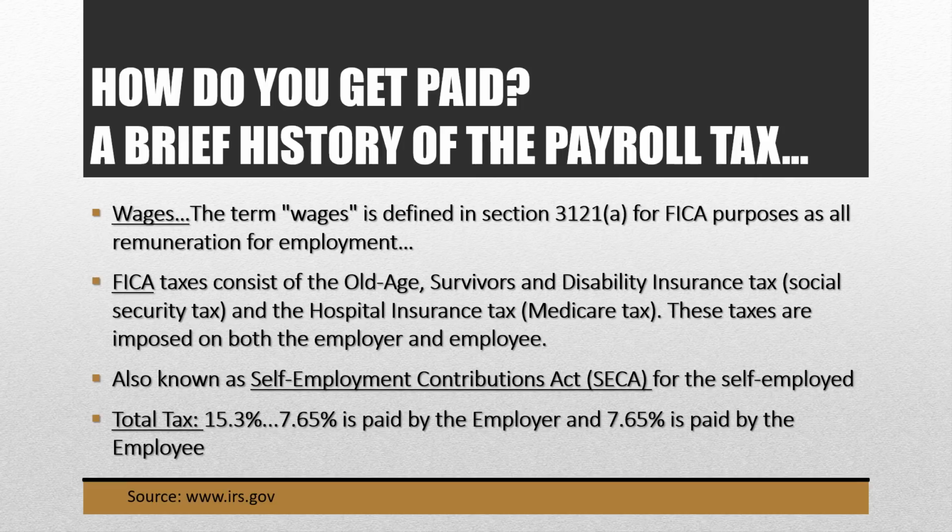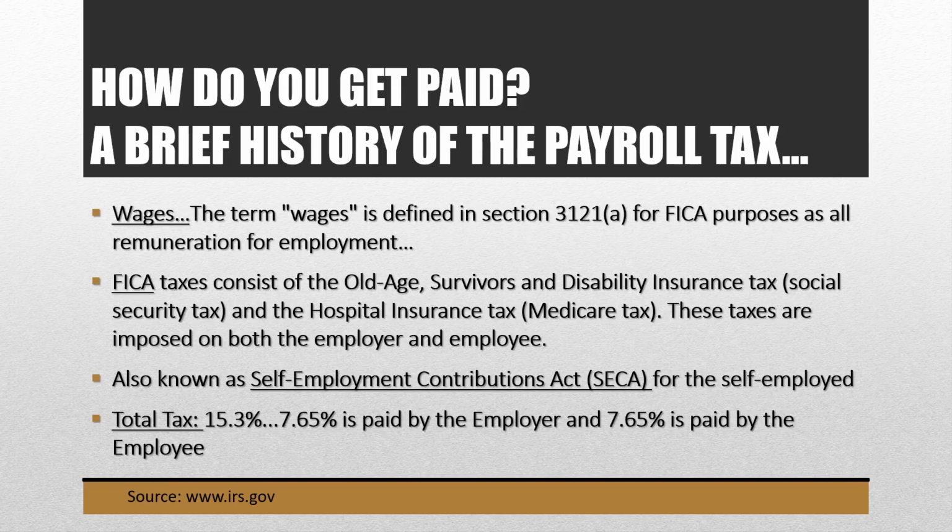The first definition let's talk about is wages. What are wages? Well, wages are actually defined in the Internal Revenue Code, subsection 3121(a), for FICA purposes, which we're going to go over in just a moment, as remuneration for employment. Simply put, any goods or services that you provide to the marketplace in which you are compensated are probably going to be considered wages.